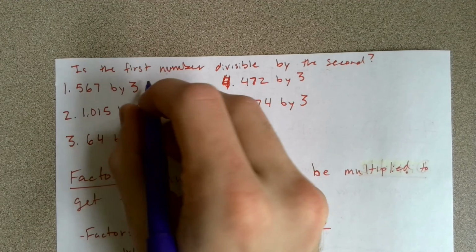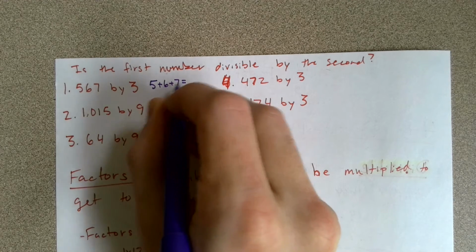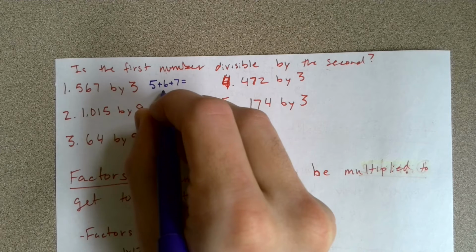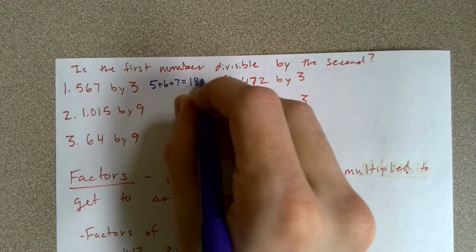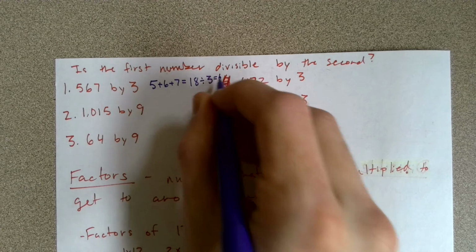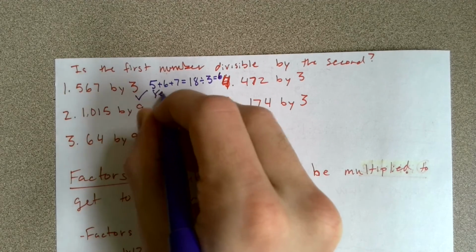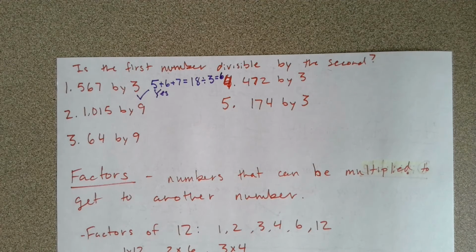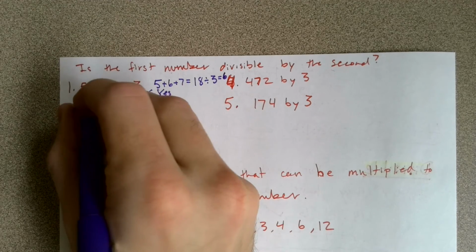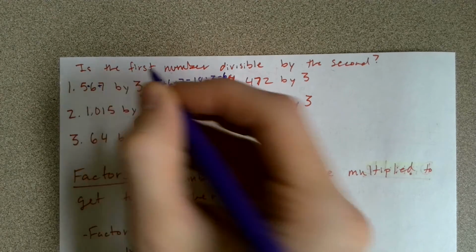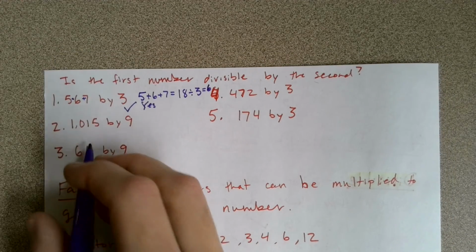567 by 3. So we're going to start by adding up those sums. 5 plus 6 plus 7 equals, it's going to be 11 plus 7 equals 18. Divide that by 3 equals 6. It's a nice even number. Yes, that is divisible. 18 is divisible by 3. All three of those numbers added up, we do a little plus sign between them all, they add up to 18. Divisible by 3. Yes.